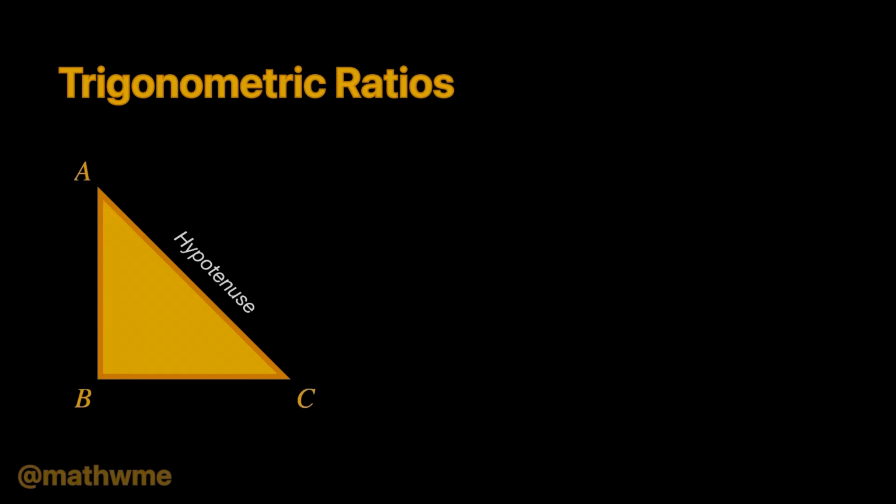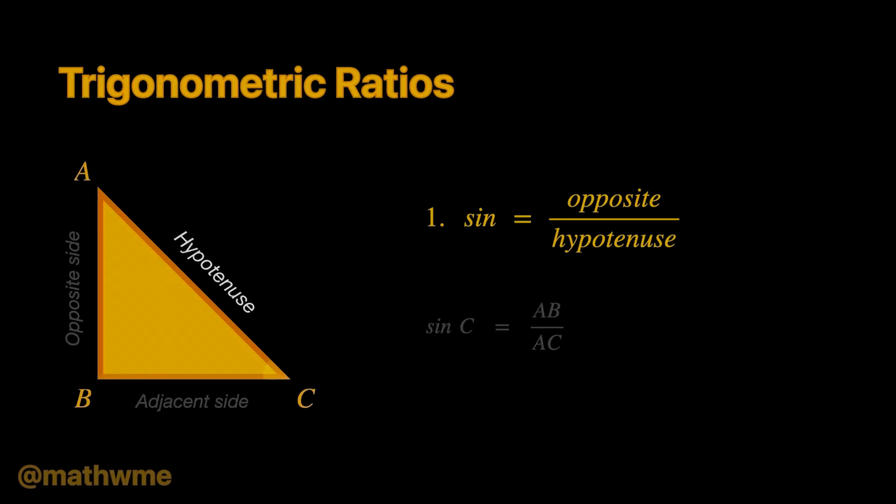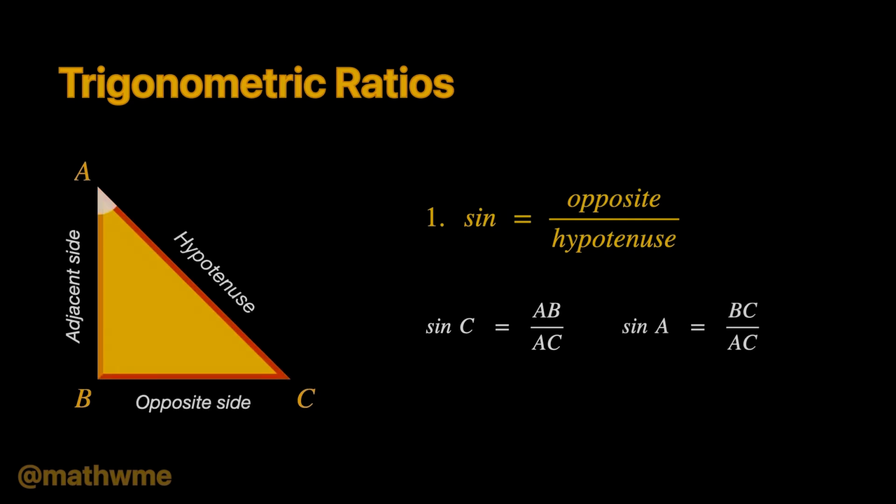With this, let us begin with our first trigonometric ratio, which is sine, where sine is nothing but opposite by hypotenuse. We can write this in two different ways because the opposite side of the triangle differs from which angles we are referring to. From angle C, we can write it as AB by AC, as AB becomes the opposite side with respect to angle C. Similarly, from angle A, we can write it as BC by AC.